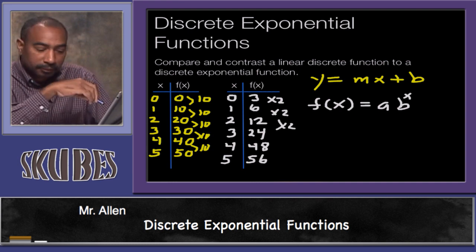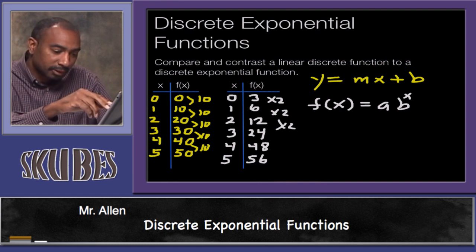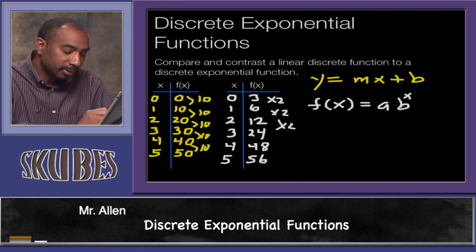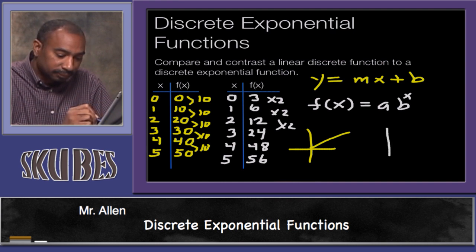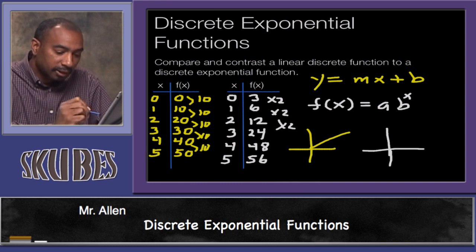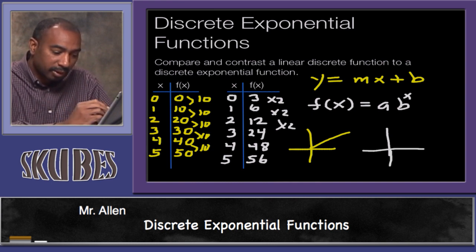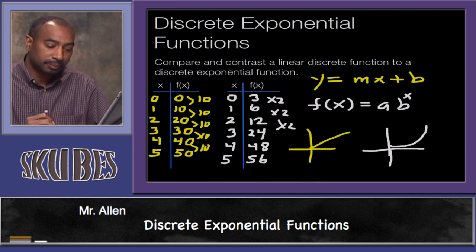And in general, when you graph a linear function, it's always going to form a line. So when you graph this, you're going to see this. Whereas when we graph an exponential function, it's going to increase rapidly, so it's going to form a curve like this in general.